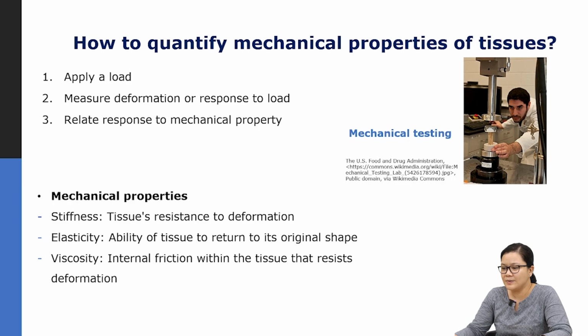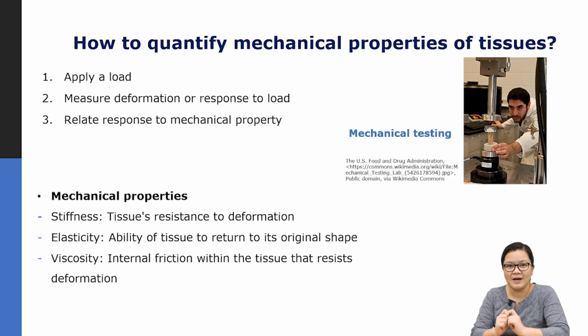You would put them onto a mechanical testing device, such as this that you can see here. What this mechanical testing device allows you to do is to apply a deformation onto the tissue, and then it allows the person to measure exactly how the tissue responds to that deformation. There are several mechanical properties that are of interest, such as stiffness. Stiffness is the tissue's resistance to deformation. We know the stiffer the tissue, the higher it is likely to resist that deformation. Elasticity is the ability of the tissue to return to its original shape.